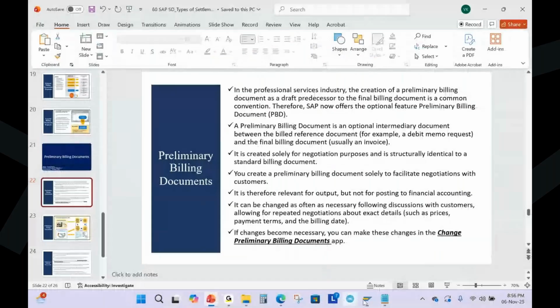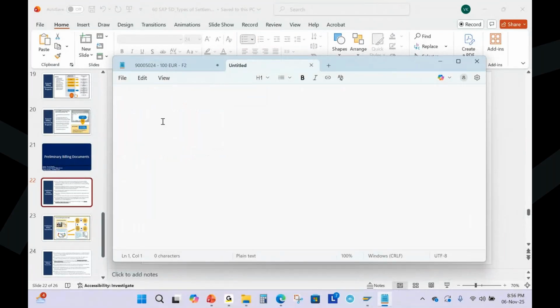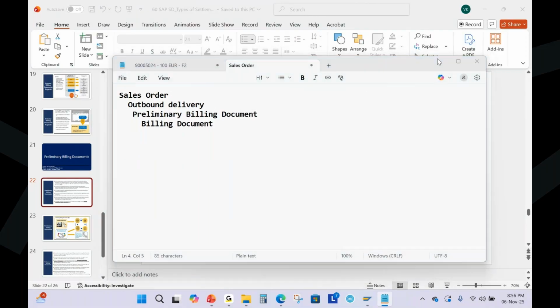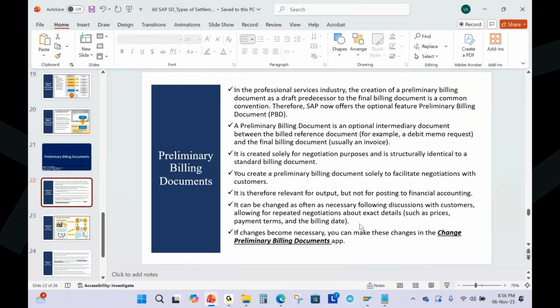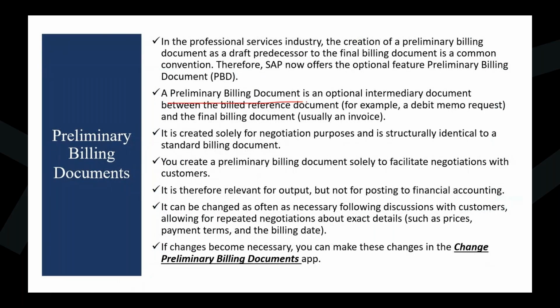Normally, in our regular process, you create a sales order, and then you create shipping, an outbound delivery, let's say. And then you create the billing document. But before this, you can have another document called the preliminary billing document. I'll explain why it is used and what the use of it is. It is optional. It's not mandatory. A preliminary billing document is optional.